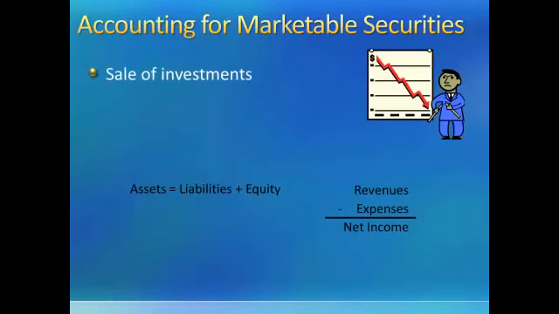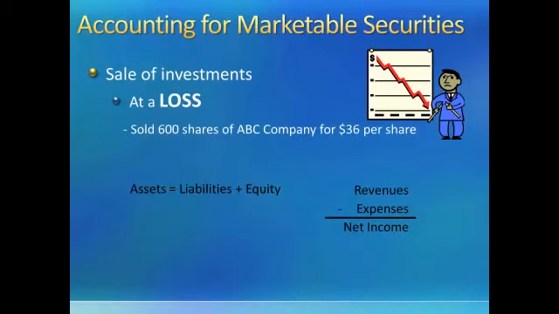We'll take a look at what would happen if we sold the investment at a loss. If we're selling at a loss, that means we're selling at an amount less than what we paid for the stock. So recall that we paid $40 per share for the stock. This time we're selling it for $36 per share. We're still receiving cash, so our asset cash will go up. However, we have a loss. A loss is like an expense, so the expenses on our income statement will go up, which will make our net income go down and our equity will go down. In addition, we're giving up the shares of stock, so our investment in marketable securities will decrease as well.